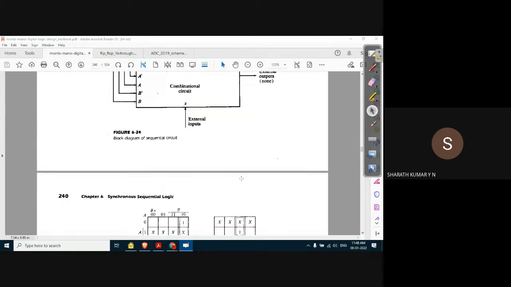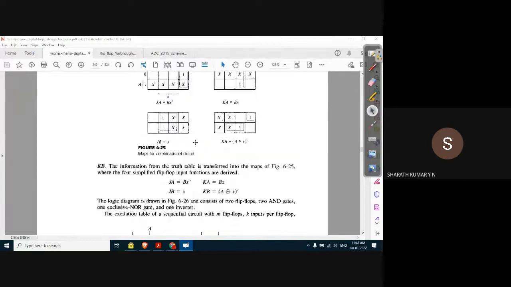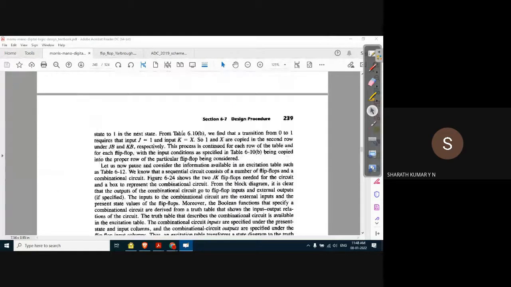So this is the basics. So after this is okay. In the sequential circuit, if you observe, okay.